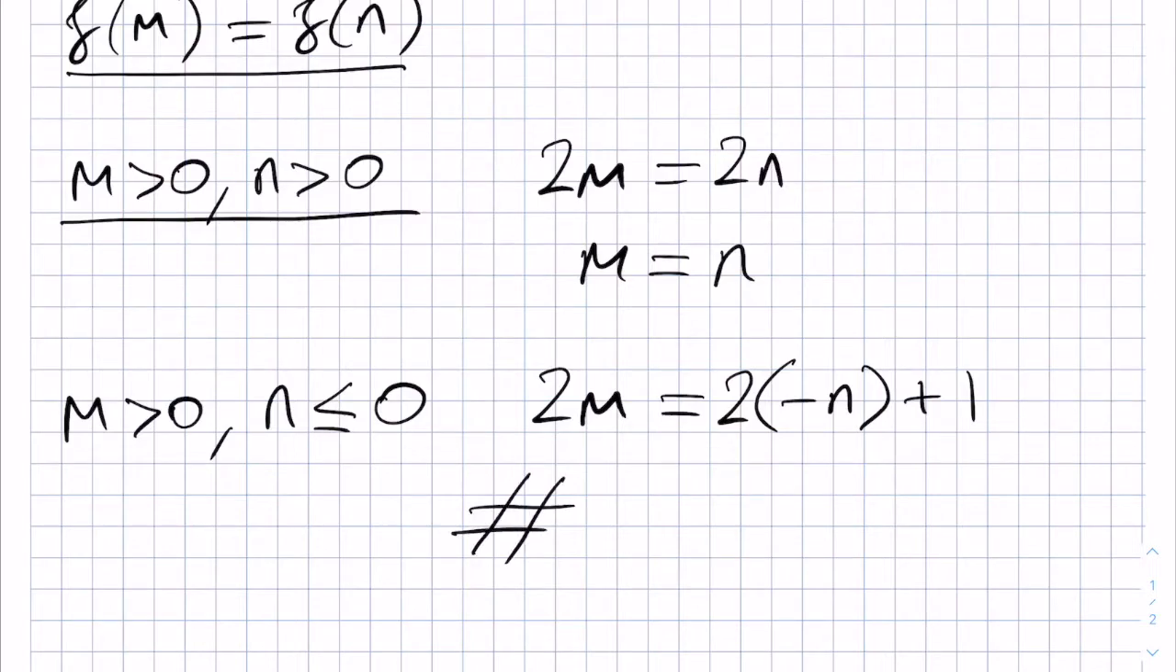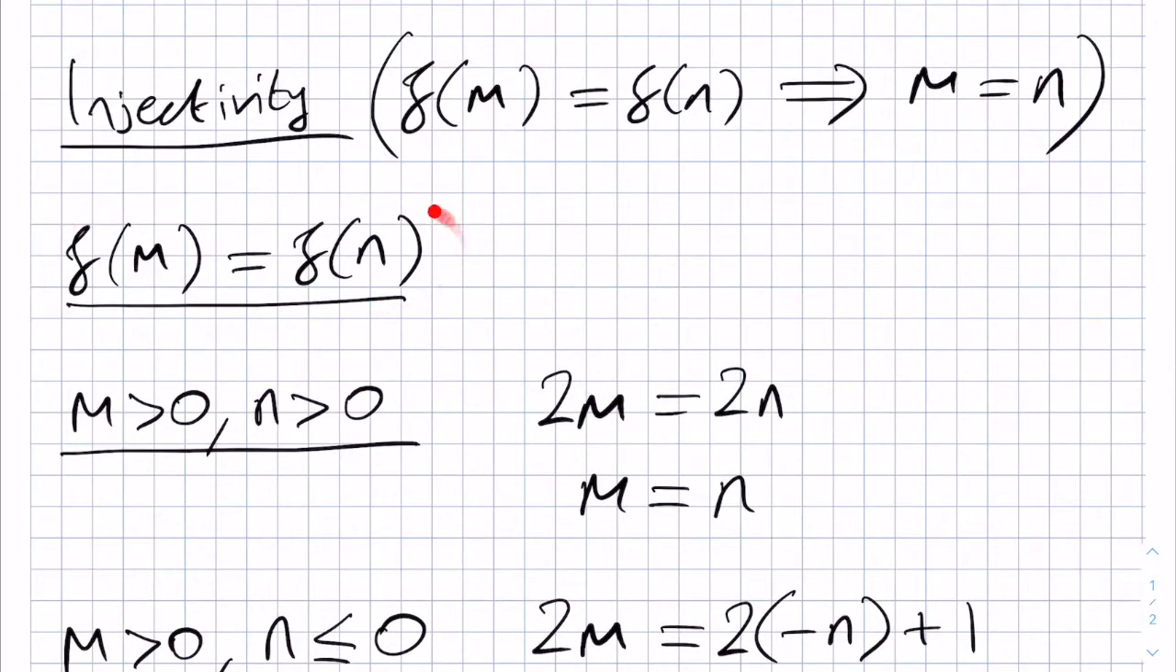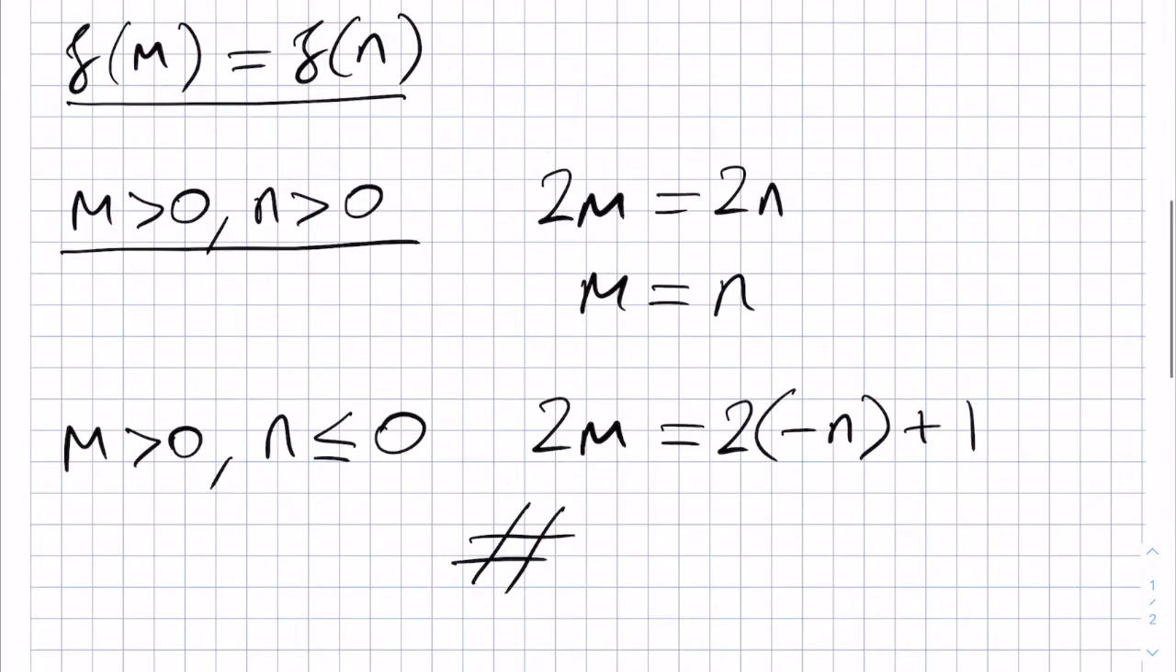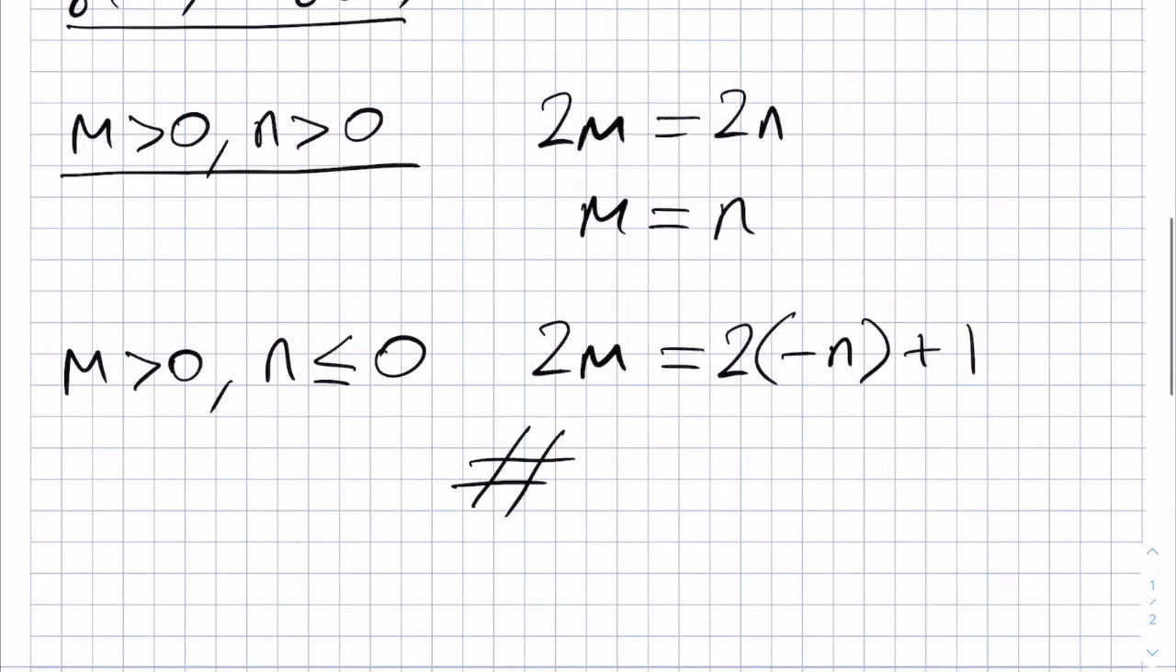We cannot have this situation because the number on the left-hand side is even, because m is an integer, and the number on the right-hand side is odd, because n is an integer. So we have a contradiction, i.e. if we assume that f of m equals f of n with m being greater than 0 and n being less than or equal to 0, then we get a contradiction, and so this case in fact cannot occur.